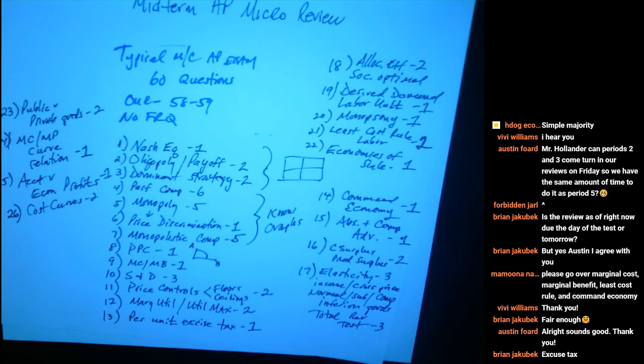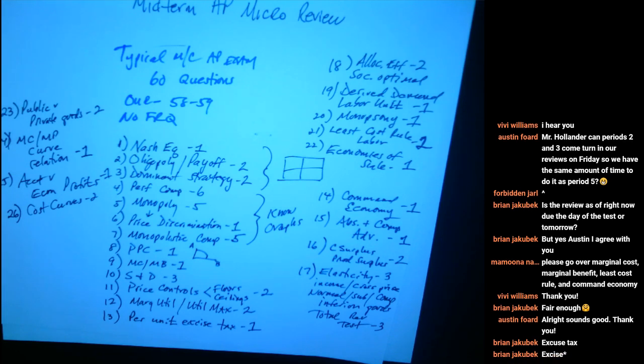An excuse tax? Oh, that sounds good. Everybody, oh my God, Maryland's getting spanked by Michigan State. Poor shooting and poor rebounding. Wow, they're down by 19.